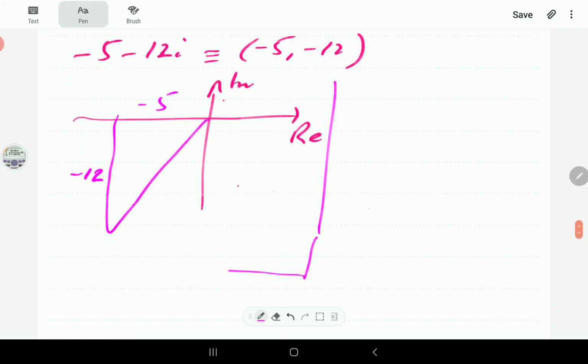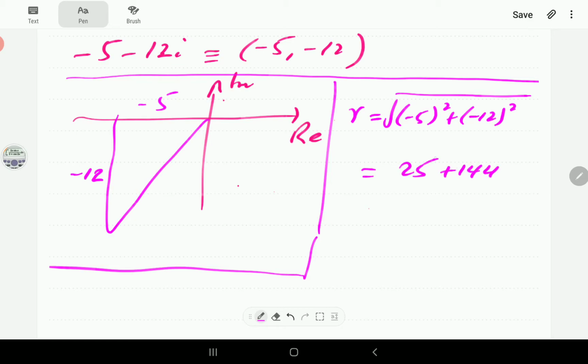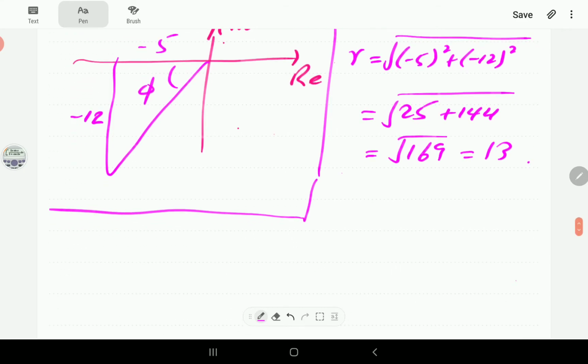We need to find r and theta. r is going to be the square root of negative 5 squared plus negative 12 squared, all under root. 25 plus 144 is the square root of 169. So r is going to be 13. For the argument, we need to find this phi.